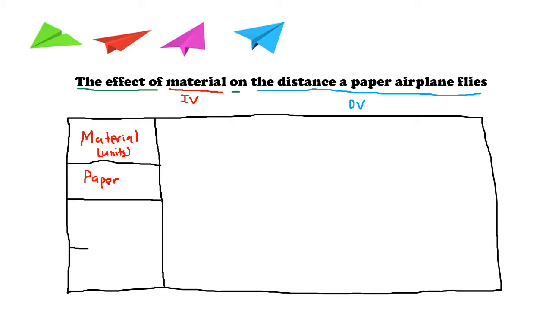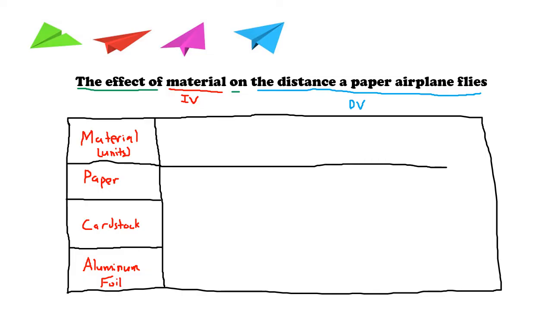So then I'll continue with the other things that I'm using for my independent variable. And if I was doing this experiment, I might use cardstock, nice heavy paper. And then maybe I would use aluminum foil. So I'll put that one in the bottom row. Alright, and so the rest of my table will have information about the dependent variable.